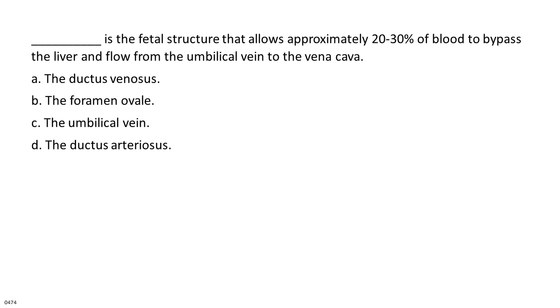This is the fetal structure that allows approximately 20 to 30% of blood to bypass the liver and flow from the umbilical vein to the vena cava. A. The ductus venosus. B. The foramen ovale. C. The umbilical vein. D. The ductus arteriosus.